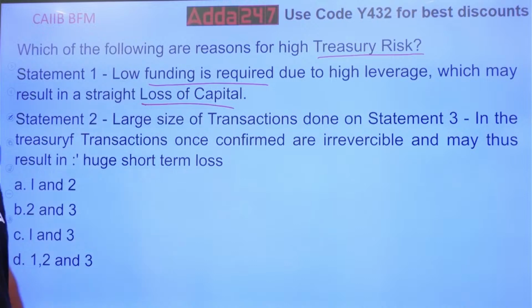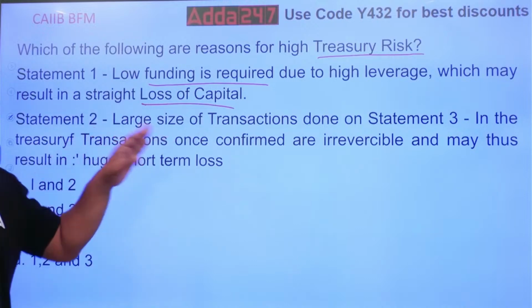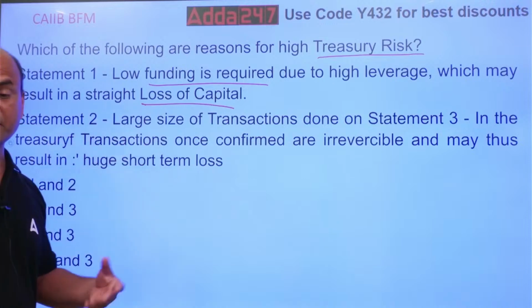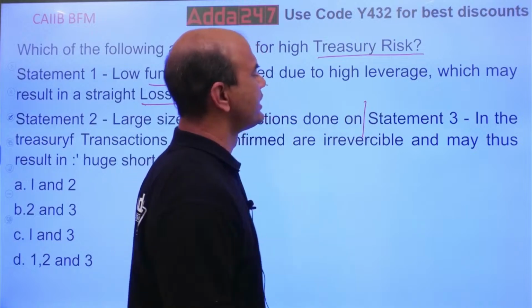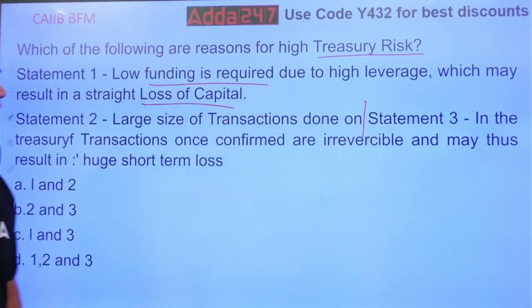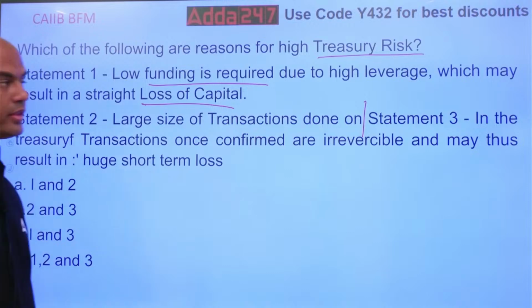Next, large size of transactions are done. So, the size of the transaction is huge. Statement 3: In treasury, transactions once confirmed are irreversible and may thus result in short-term loss. Now, which one is true?